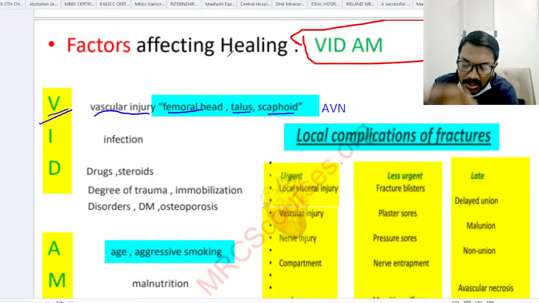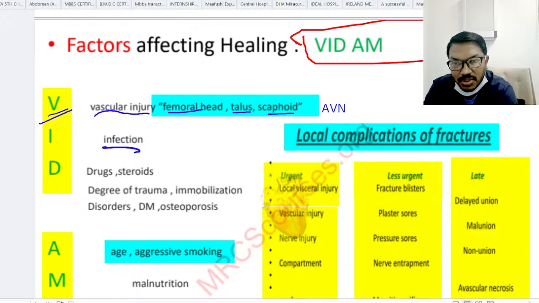If vascular injury, bone will undergo avascular necrosis. It happens in femoral head fracture, talus, and scaphoid. Then infection, then drugs, some drugs like steroids, also degree of trauma, immobilization, disorders like diabetes, osteoporosis. Then A is age, and smoking and malnutrition.